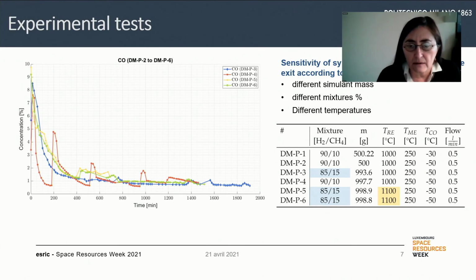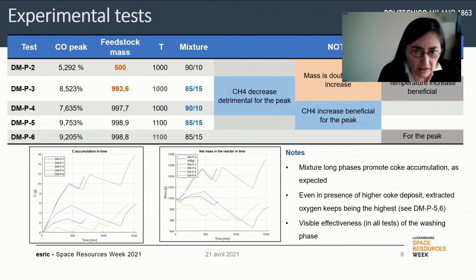So you can probably appreciate those sort of peaks. I'll talk about them a little bit afterwards. They are basically due to the alternation of the fluxing of methane and hydrogen, and to the washing with just hydrogen to reactivate the feedstock, removing the ash that is created because of the peculiar mechanism by which the reaction occurs in the main reactor.